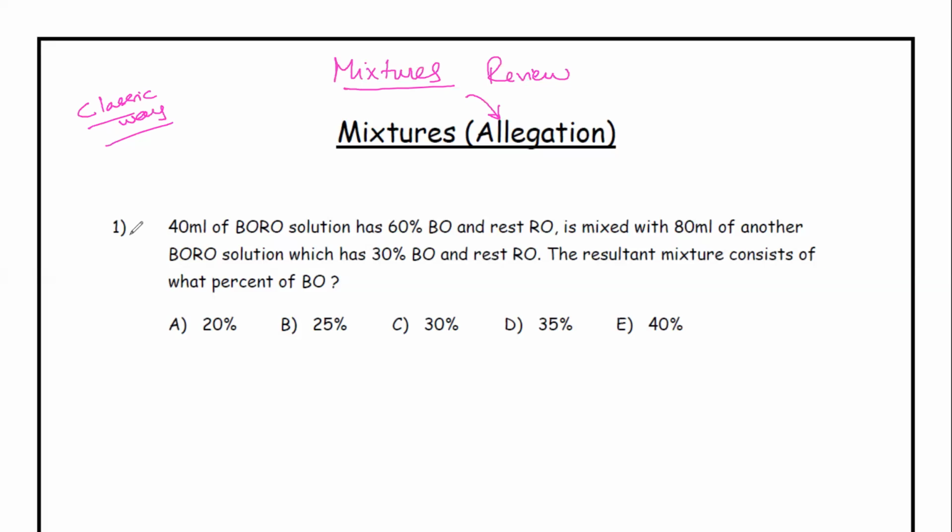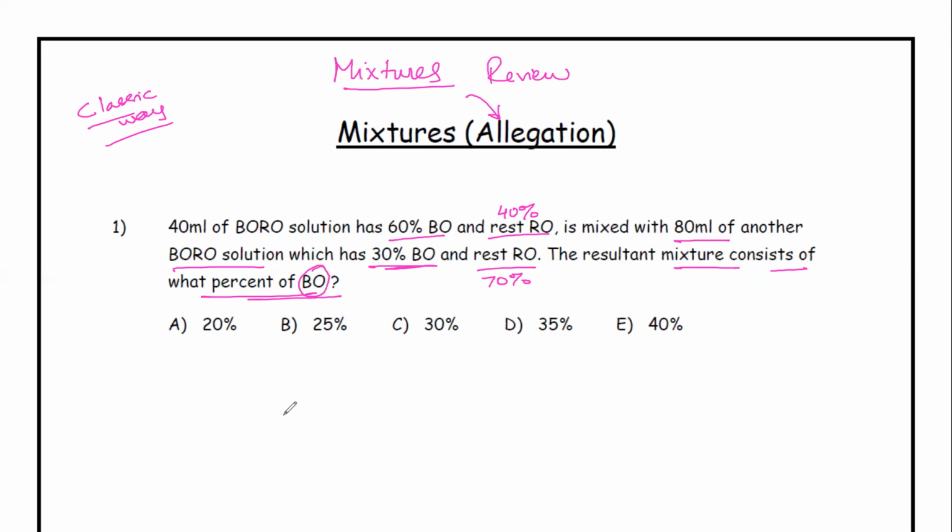The first question: 40 ml of Boro solution has 60% Bo and the rest Rho. So I would say the 40% is Rho. It is mixed with 80 ml of another Boro solution, which has 30% Bo and the rest Rho. So that would be 70% Rho. The resultant mixture consists of what percent Bo?